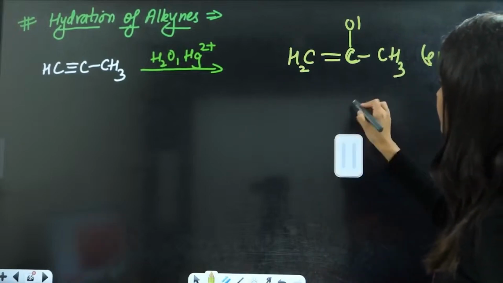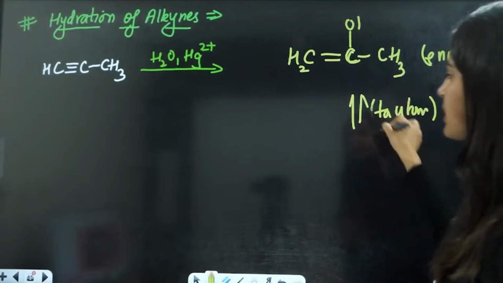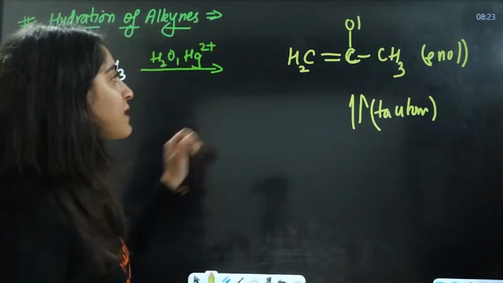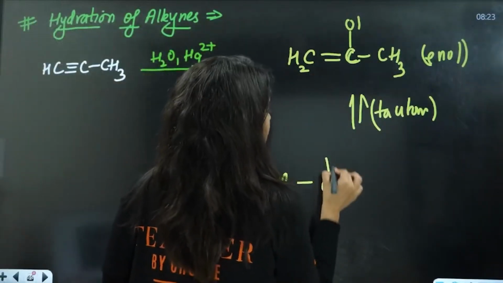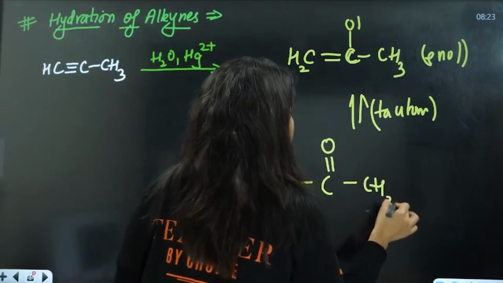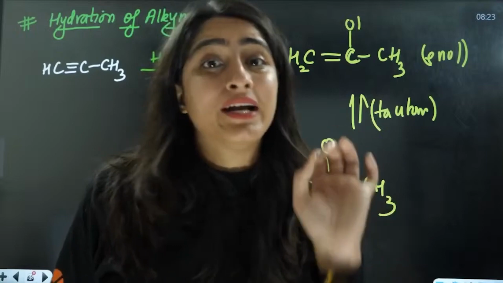After this, there will be tautomerism. This is an important reaction. That is why I have written it here specially. Right? Okay, there will be tautomerism. This will be CH3, C double bond O, and this is CH3. So hence we will have the formation of a ketone here. Right? This is the formation of aldehydes and ketones.